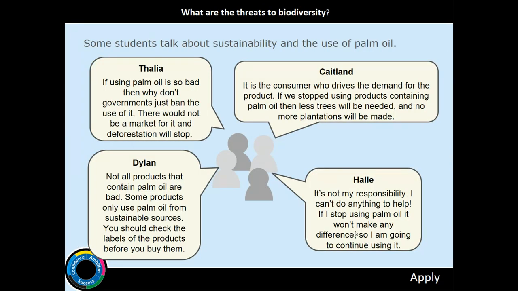Right. So some students talk about sustainability and the use of palm oil. Talia says, if using palm oil is so bad, then why don't the government just ban the use of it? There would not be a market for it and deforestation will stop. Dylan says, not all products that contain palm oil are bad. Some products only use palm oil from sustainable sources. You should check the labels of the products before you buy them.